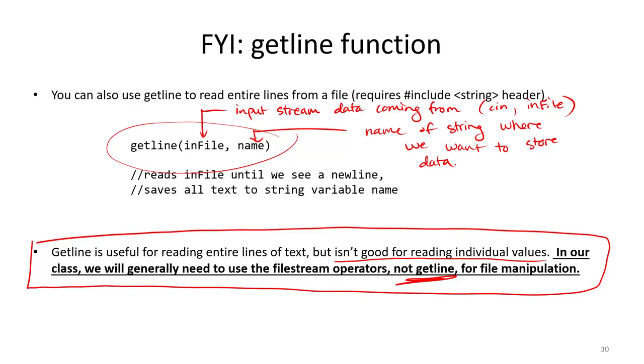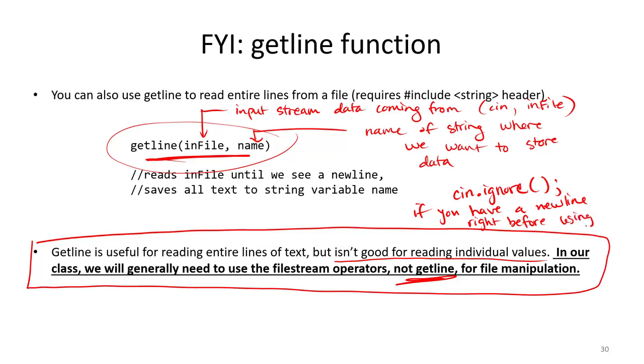And if you happen to have a new line in front of getline, then remember you might need to use cin.ignore if you have a new line right before using getline. Sometimes we need that cin.ignore to prevent getline from reading a new line and then immediately exiting.